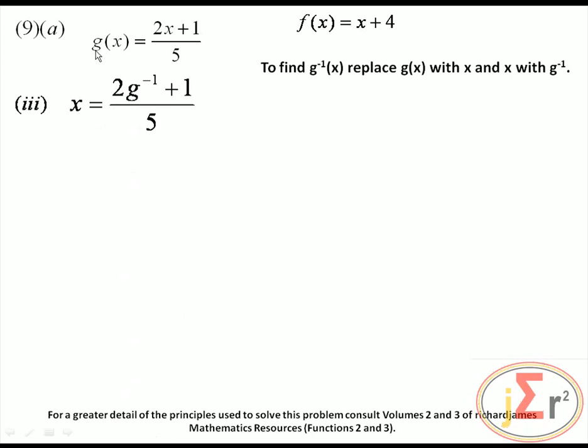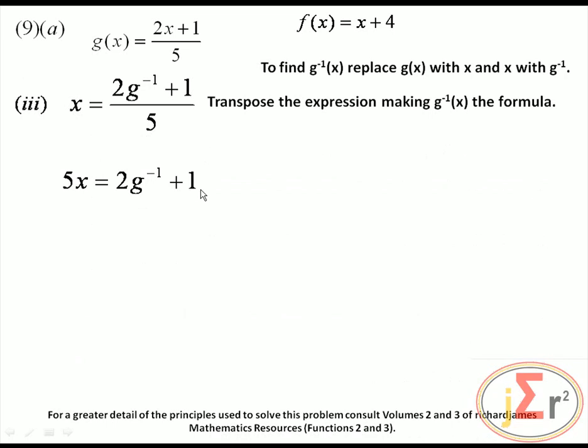So, where we see g of x, we replace that with x, and where we see x, we replace that with g inverse. So, by transposition, we are dividing by 5 here. We multiply both sides by 5, in which event 5 will be eliminated from the denominator right here, and we will have x multiplied by 5. So we'll have 5x.